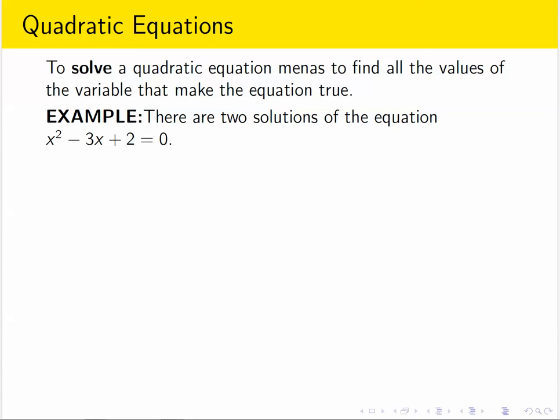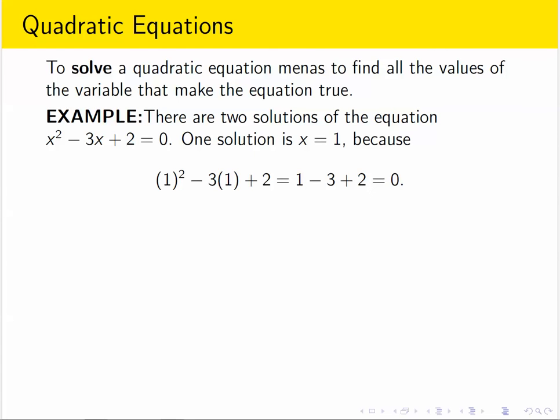For example, this equation, x squared minus 3x plus 2, has two solutions. We'll see later how you could go about finding the solutions, but let's just illustrate that there are solutions. x equals 1 is a solution, because if we plug a 1 in everywhere that we see an x in the original equation, and then simplify, we get 0, which is what we're supposed to get on the right side.